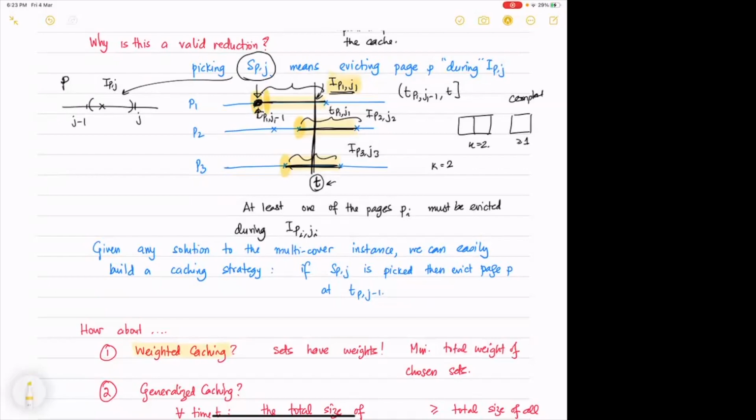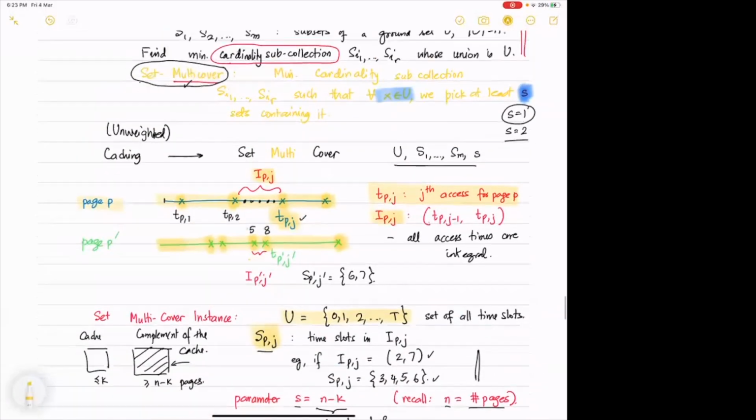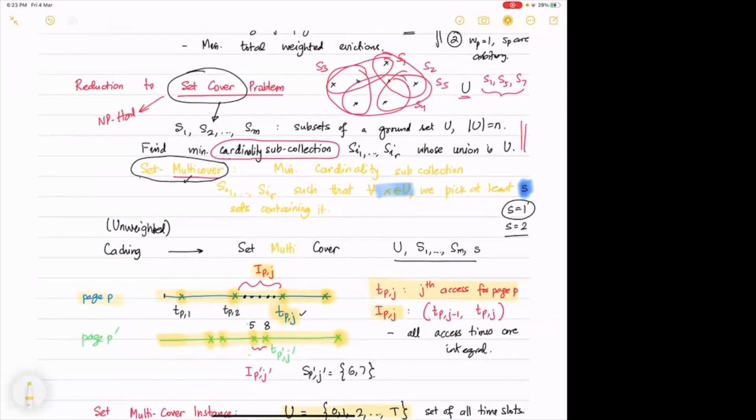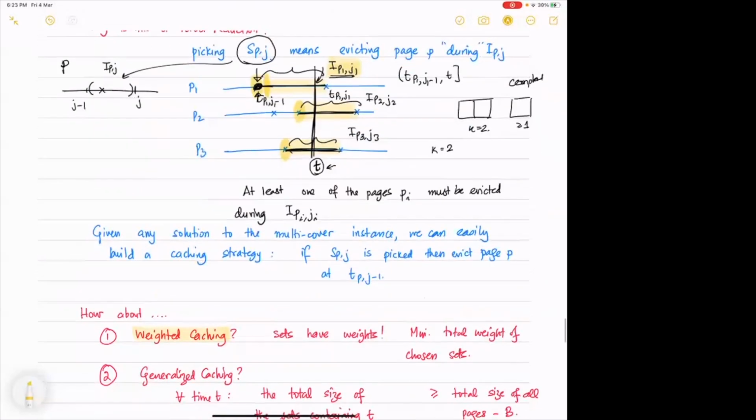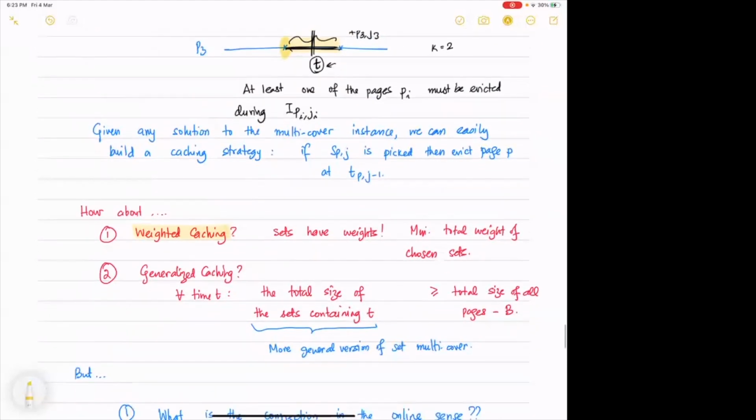Well, it's the same problem, except that in my set cover I can make it more general by saying that every set has a weight associated with it. Okay, and instead of picking a minimum cardinality collection of subsets, you want to pick a minimum weight sub collection. So you want to pick a few of these sets, and their total weight is minimized. Okay, and then it's exactly capturing the weighted caching problem.